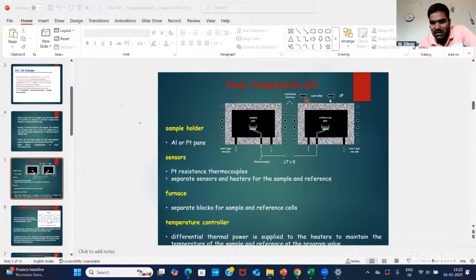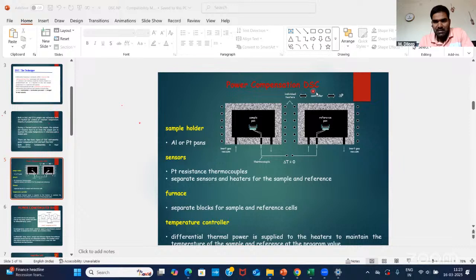So these heaters are controlled and delta P is there. Inert gas vacuum will be available. Through this inert gas vacuum, we will keep the environment non-reactive, so the inert gas is kept in this chamber. The sample holder is made of aluminum or platinum pans. These are made of aluminum and platinum pans.